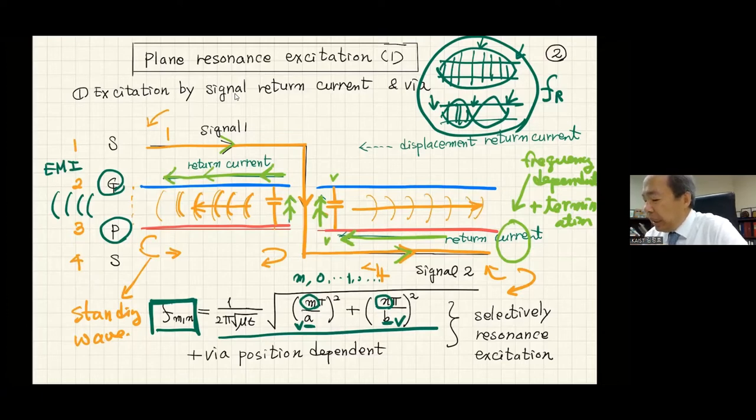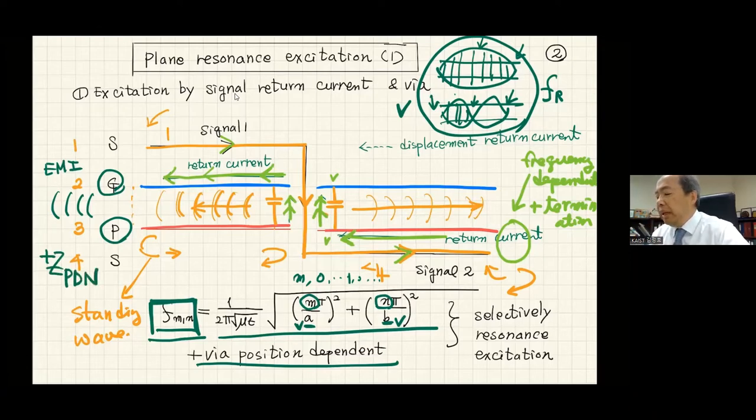Also, I would like to emphasize that because this field distribution depends very much on position, the resonance frequency will not change, but the amplitude of the resonance peaks will depend heavily on the port position. This will control the EMI plus the PDN. I have many cases of plane resonance excitation. This is the first, very simple example.